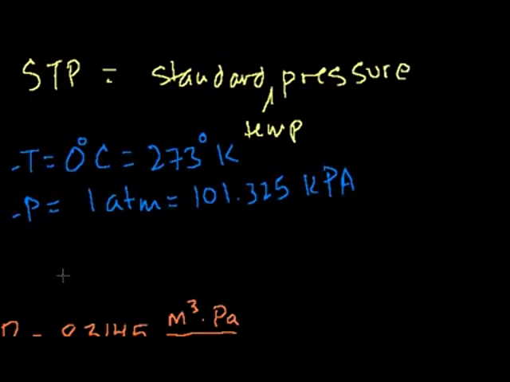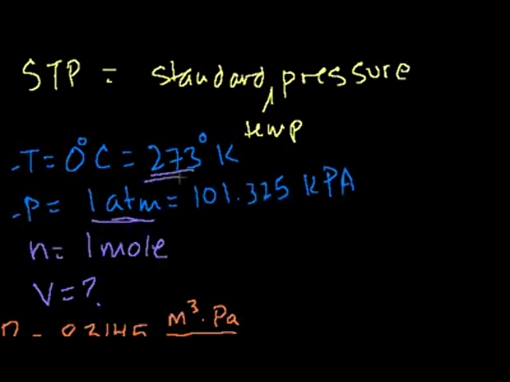Let me say that the other way. How many liters will 1 mole take up? So N is equal to 1 mole, and I want to figure out what my volume is. If I have 1 mole of a gas, I have 6.02 times 10 to the 23 molecules of that gas. It's at standard pressure, 1 atmosphere, and its standard temperature 273 degrees Kelvin. What is the volume of that gas?